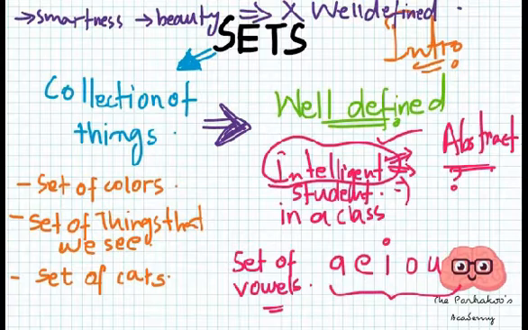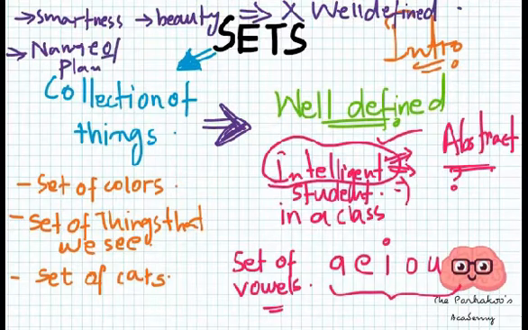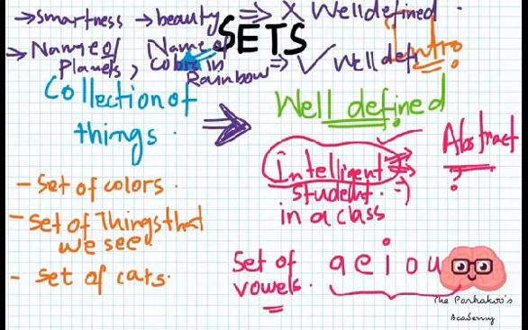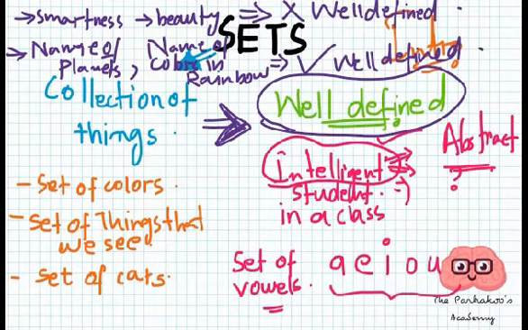But things like names of planets or the names of colors in a rainbow are the same for both of us. So these are well defined. So in maths, you can only make a set of things that are well defined. So I hope you get the idea.